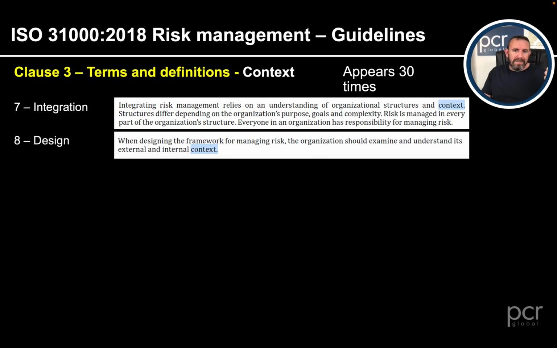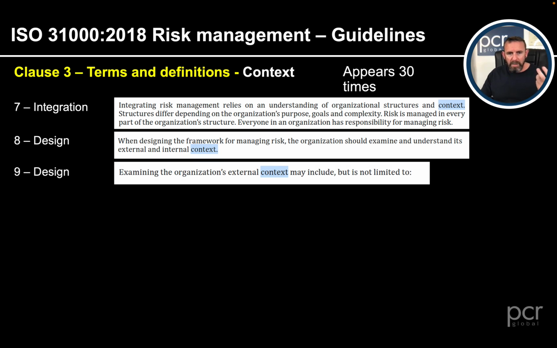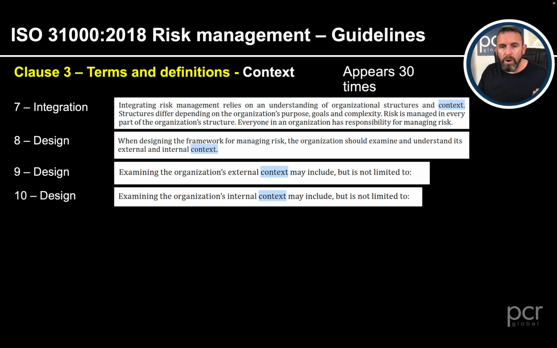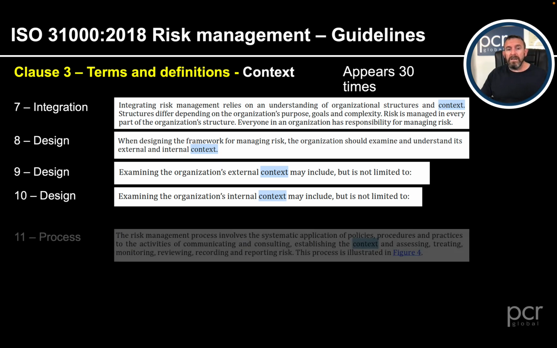8. When we are designing the framework for managing risk, the organisation should examine and understand its external and internal context. There we go. Again, it is categorically linked to the framework and to managing risk, so the risk management process. Another one for design. Examining the organisation's external context may include, but is not limited to, and then it gives us a list which we will cover. Same for examining the organisation's internal context. We shall have a look at that in the next couple of slides. But here we can see there's 3 there on design, and it's all about designing the framework.